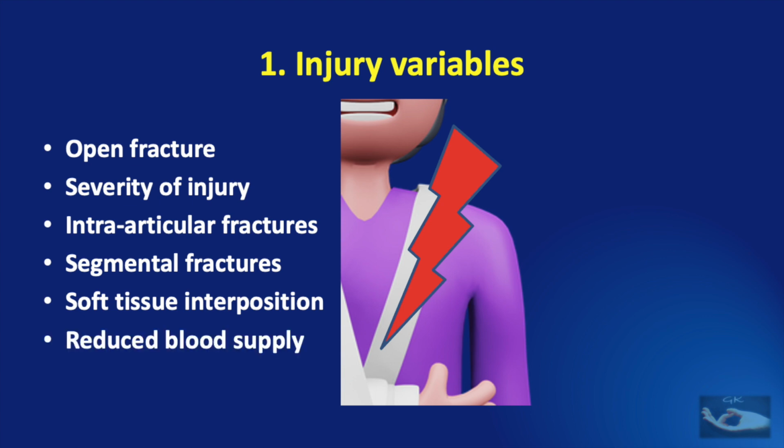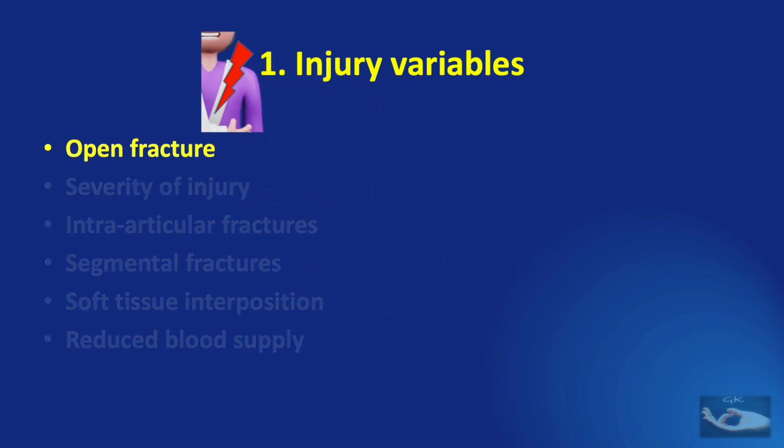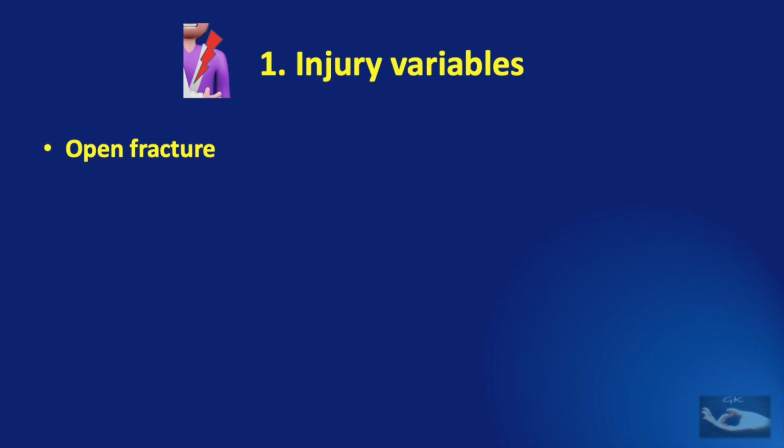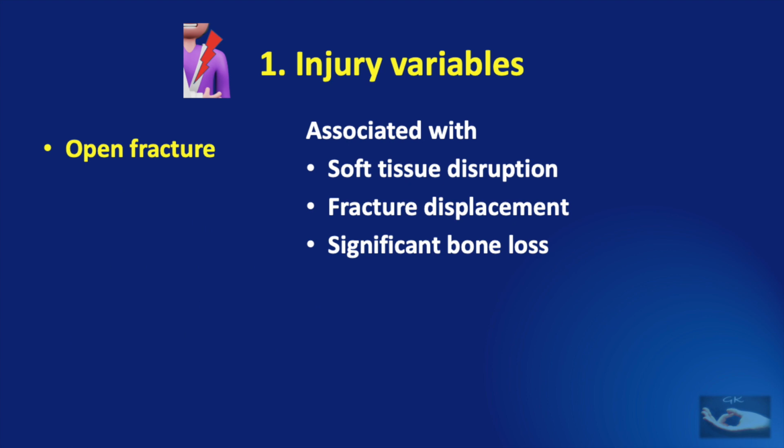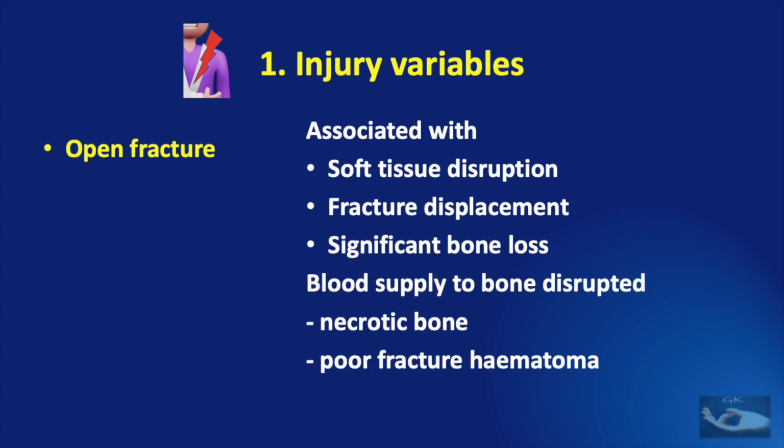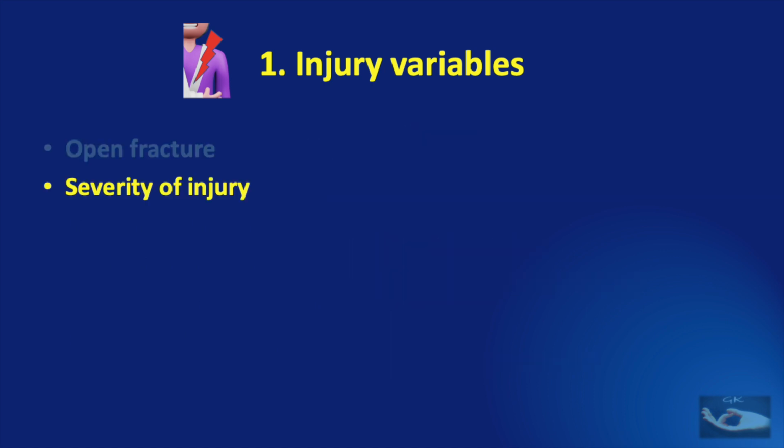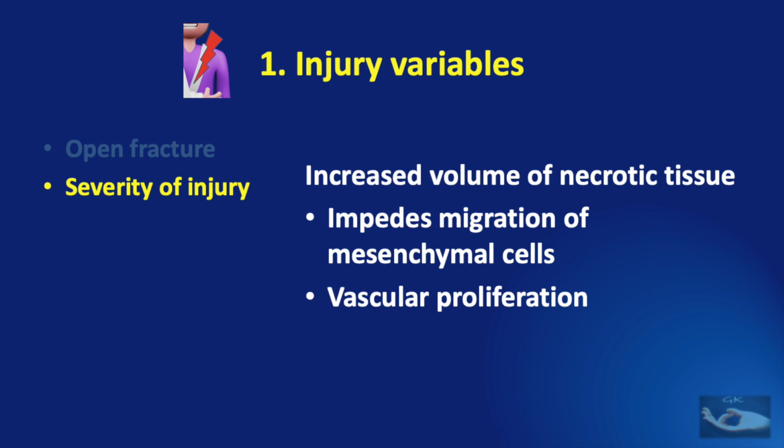We shall now consider how each of these factors can influence fracture healing. When there is an open fracture, it would be associated with soft tissue disruption, fracture displacement, and sometimes significant bone loss. And subsequently, blood supply to the bone may be disrupted, causing a necrotic bone and hence development of a very poor fracture hematoma, which is so important for fracture healing. The more severe the injury would mean increased volume of necrotic tissue, which will impede the migration of mesenchymal cells and decrease the rate of vascular proliferation.